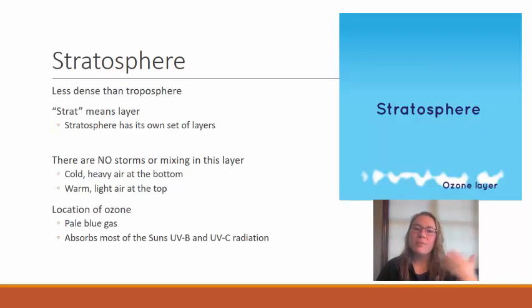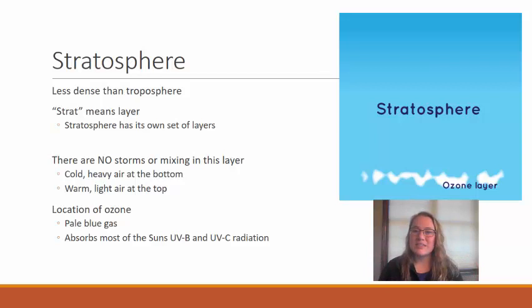The next layer up is the stratosphere, and strat means layer. So the stratosphere has its own set of layers, which is pretty fascinating. In fact, the stratosphere is the location of the ozone layer, and you need to know that. The ozone layer is this pale blue gas that absorbs and reflects a lot of the UVB and UVC radiation from the sun.